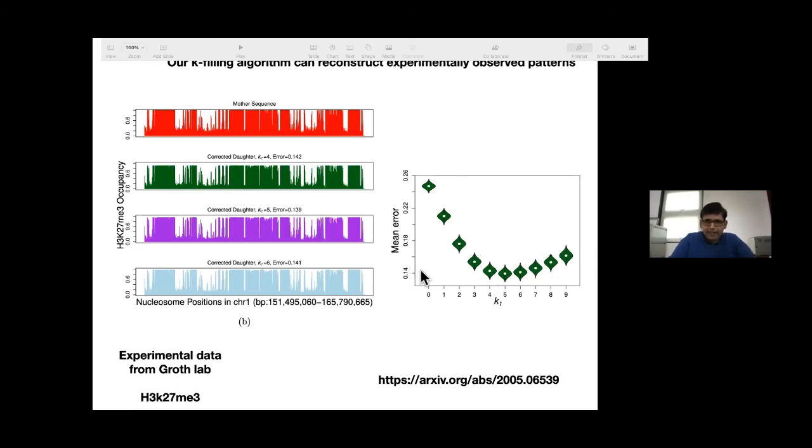So when KT is 5, the error is only 14%. That's the best this can do, and that's the best any algorithm that we know can do. That is the best reconstruction possible. Potentially enzymes can do this, and the pattern looks quite similar to the mother pattern. So this is the summary: our K-filling algorithm, the algorithm that fills islands of size K, can reconstruct experimentally observed patterns, starting with the experimentally known mother sequence. That is the bottom line of our work.